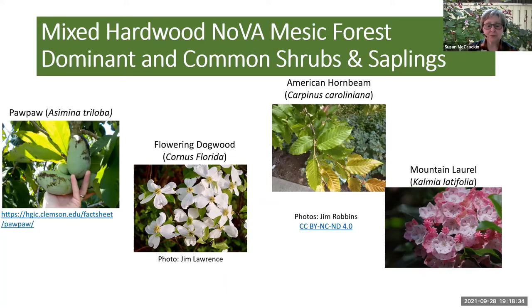Most people are familiar with the flowering dogwood, which is prevalent not only in the mesic forest, but also in our own yards and gardens. This plant's probably best known for its beautiful spring flowers, and it's going to grow along the edges of the forest.